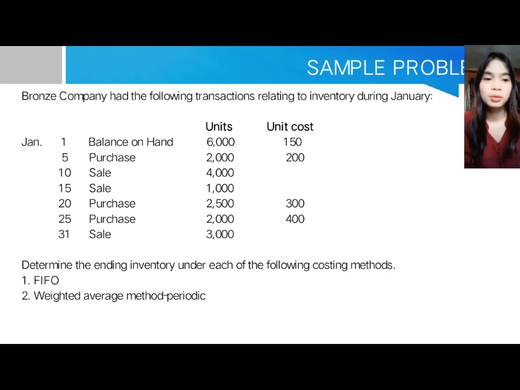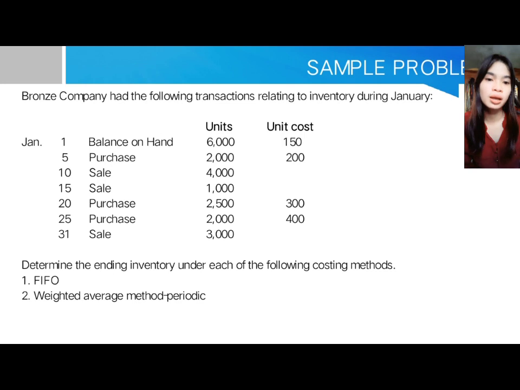So we have here a sample problem. Bronze Company had the following transactions relating to inventory during January. January 1, balance on hand of 6,000 units at a unit cost of 150. January 5, purchase of 2,000 at a unit cost of 200. January 10, sale of 4,000. January 15, sale of 1,000. January 20, purchase of 2,500 at a unit cost of 300. January 25, purchase of 2,000 at a unit cost of 400. And January 31, sale of 3,000.